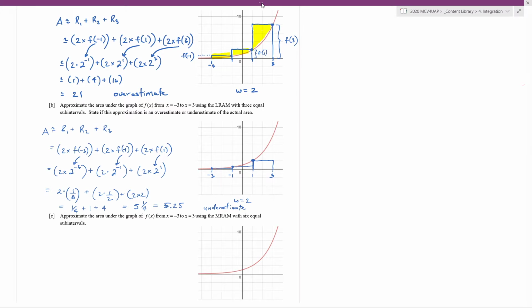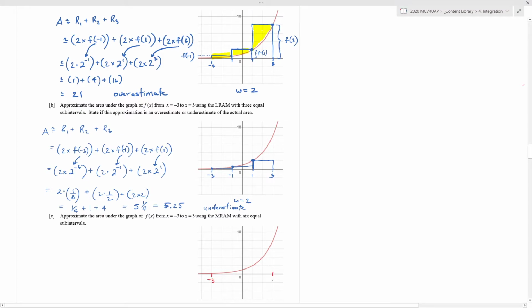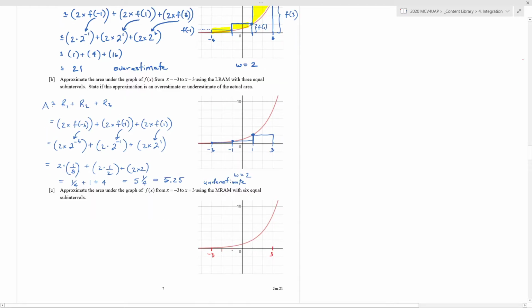So, again, from negative 3 to 3, the width of each rectangle. So we're partitioning the distance from negative 3 to 3 into 6 equal subintervals. My bad. Oh my God, this calculation is going to be brutal. So 6. And on top of that, we need to use the midpoint of each one of those.